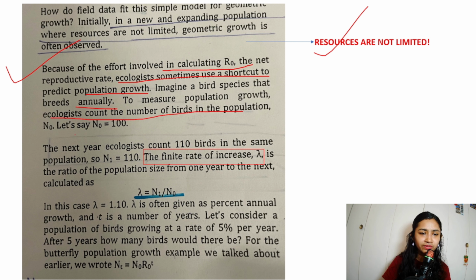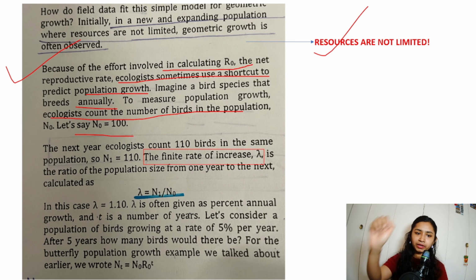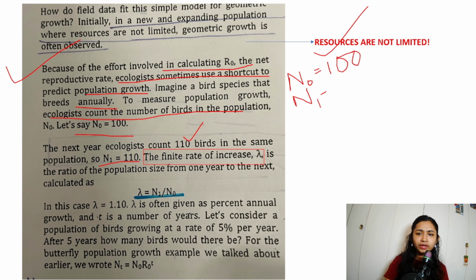So let's say N0 is 100. First of all, for example, at present you count the number of birds in a population: 100. Next year, ecologists count 110 birds in the same population. So you are observing the population and you counted 110 birds in the next year. So N1 equals 110. First our N0 was 100, then in the next generation N1 was 110.